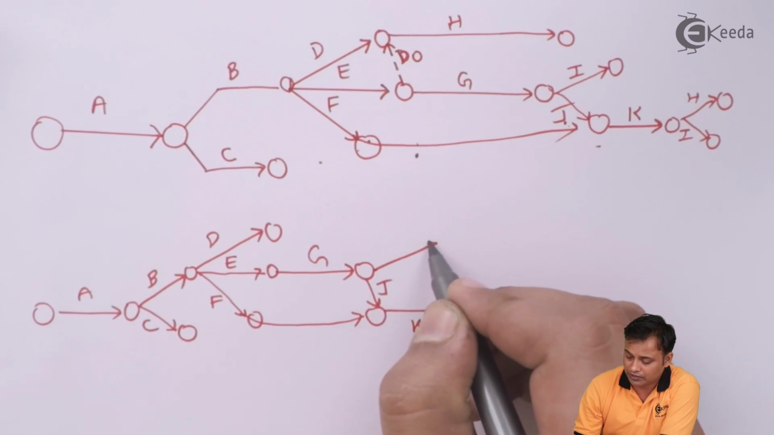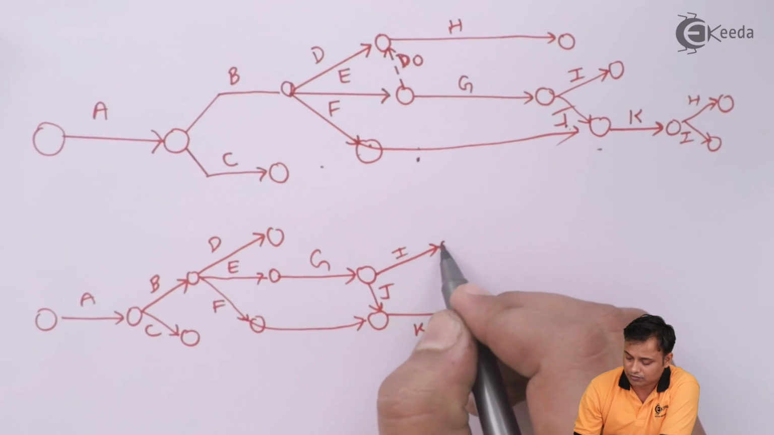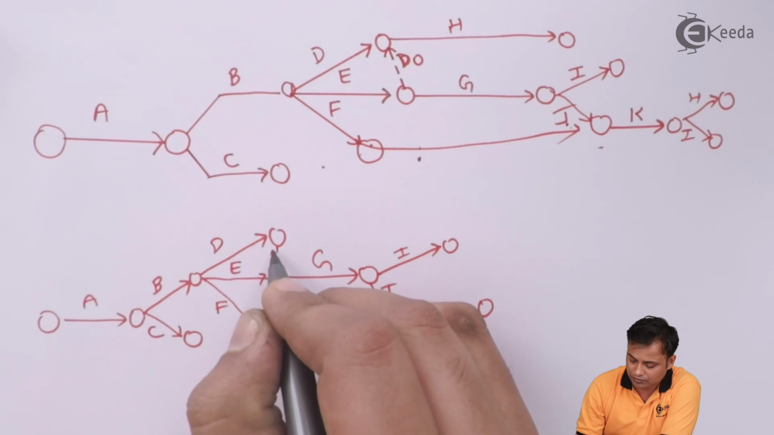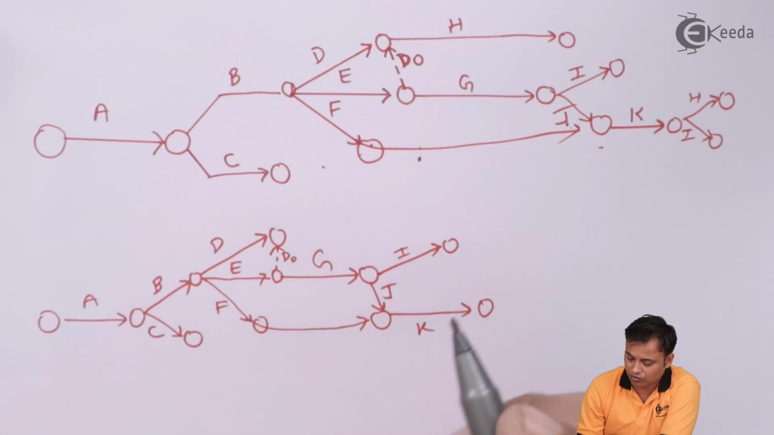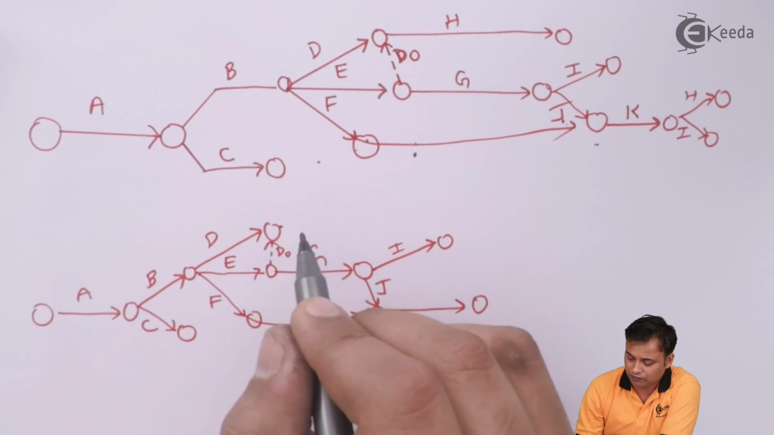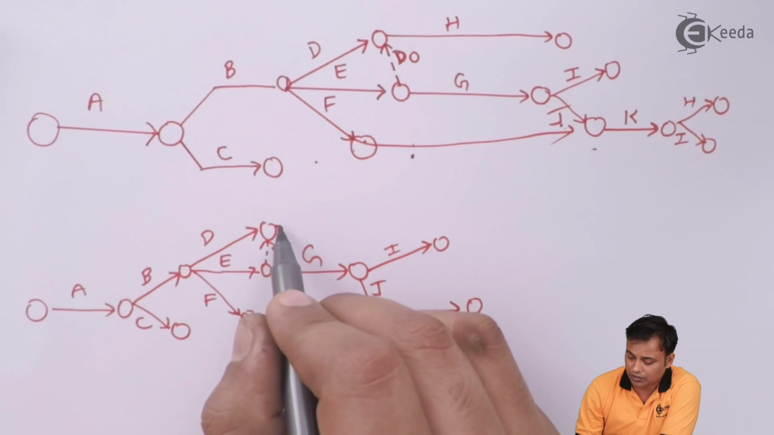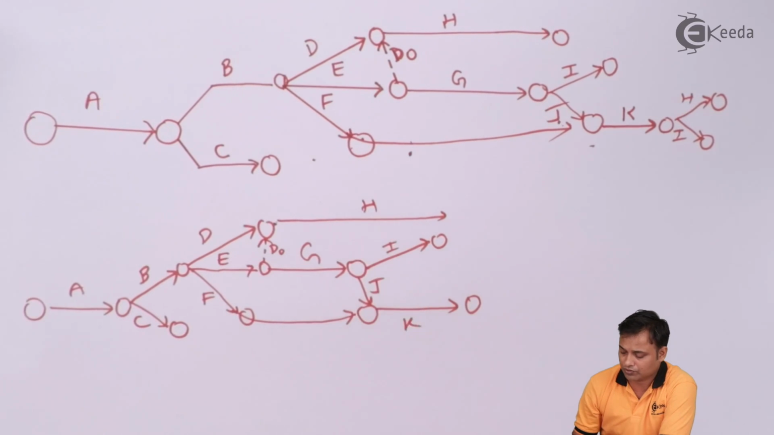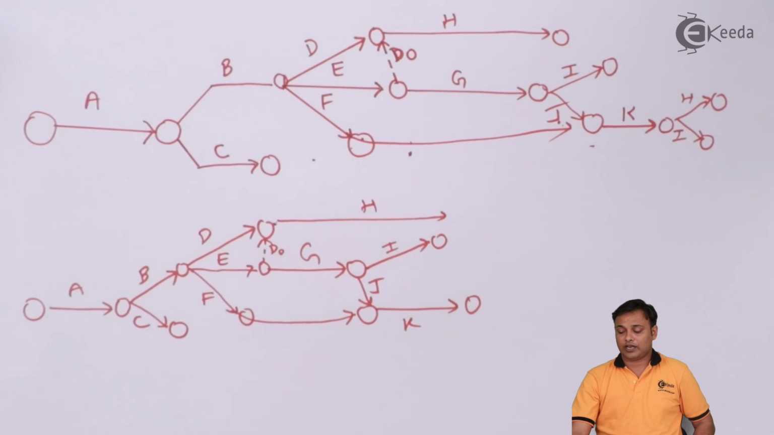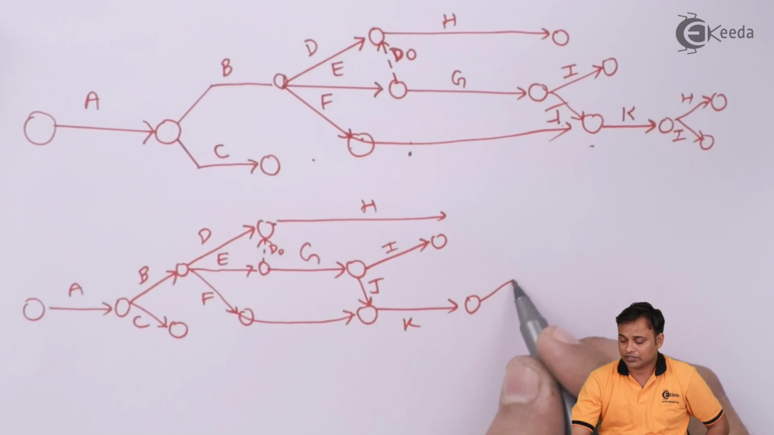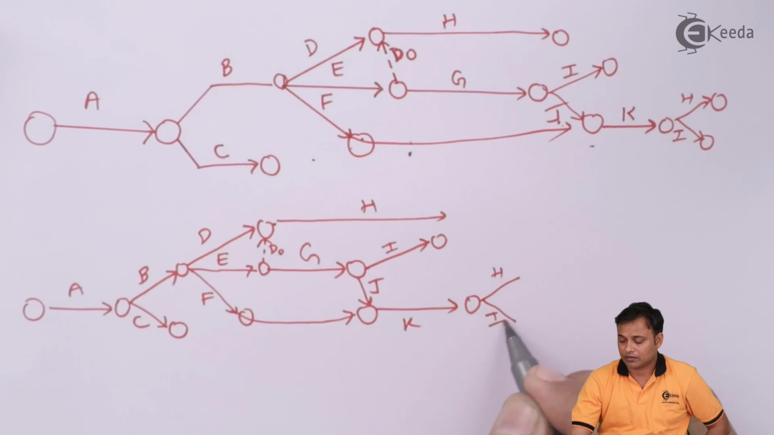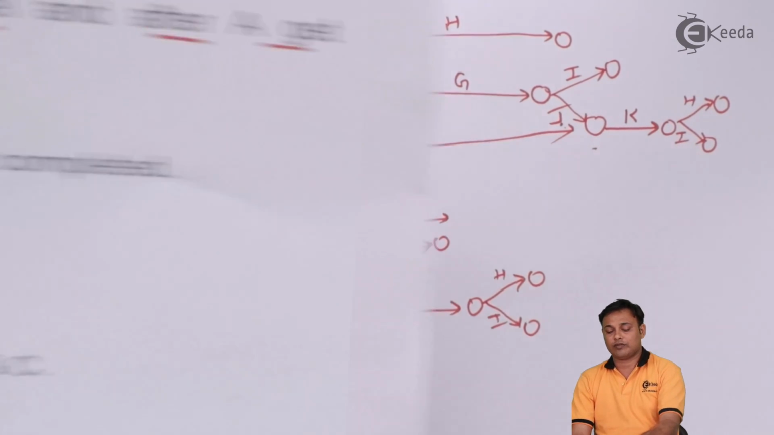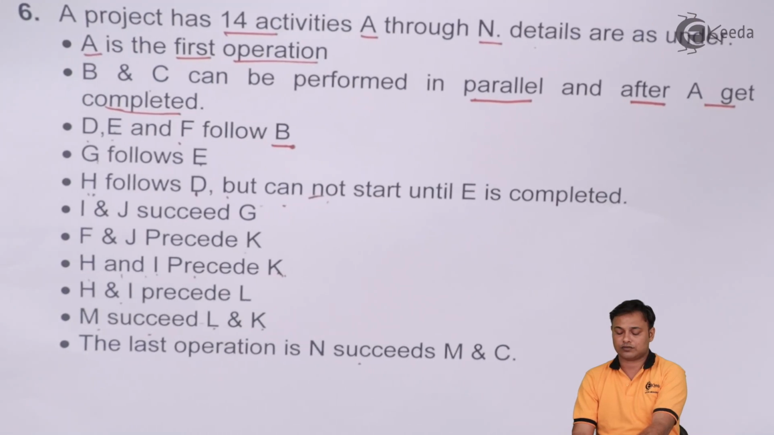We had an I here, then we have a dummy here, D0, and from D we are at H, and again after K I had H and I as two activities. Now what remains after this?